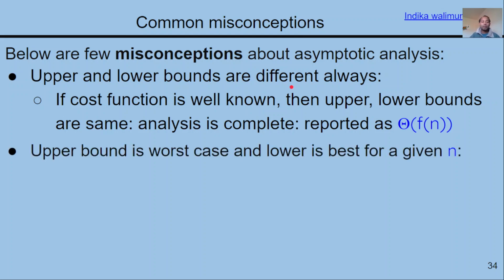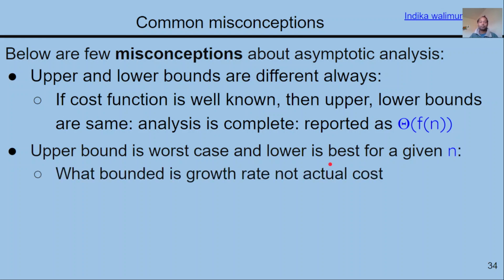The next one is that upper bound is worst case and lower bound is best case for a given value of n. That is not the case. What is bounded is the growth rate, not the actual cost. The actual cost is for a given value of n.